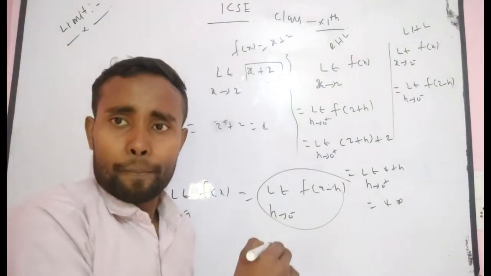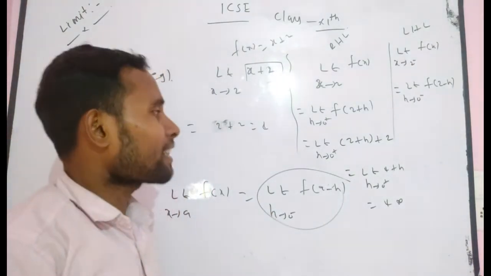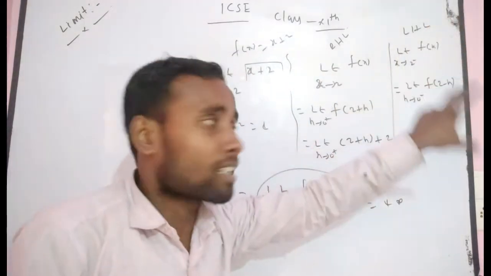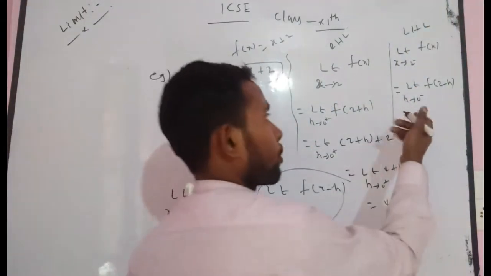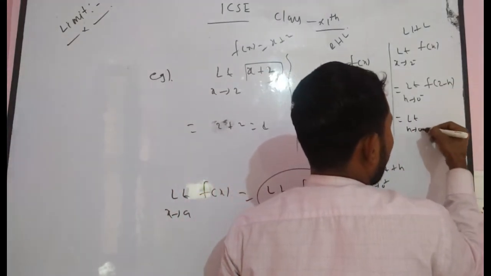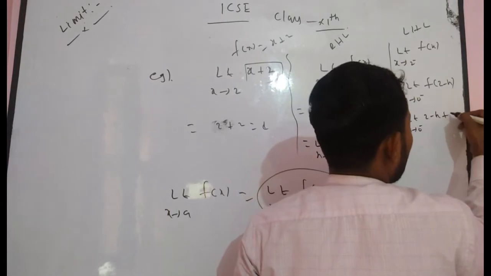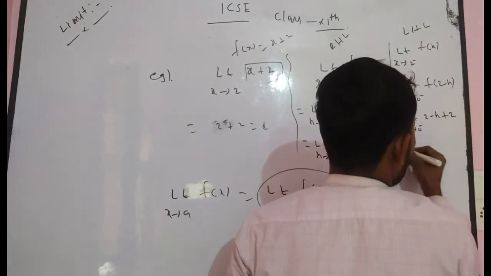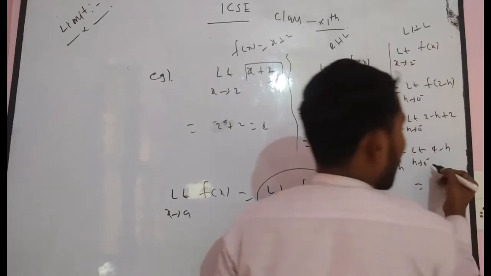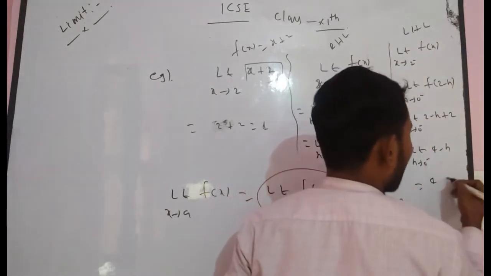In this way, there is simple logic. You have to replace in f(x), x by 2 minus h. Now you have to put in place of x, 2 minus h, then you get limit h tends to 0 from left hand side, 2 minus h plus 2. That will be limit h tends to 0 from left hand side, 4 minus h. If you put h equal to 0, then you get 4.